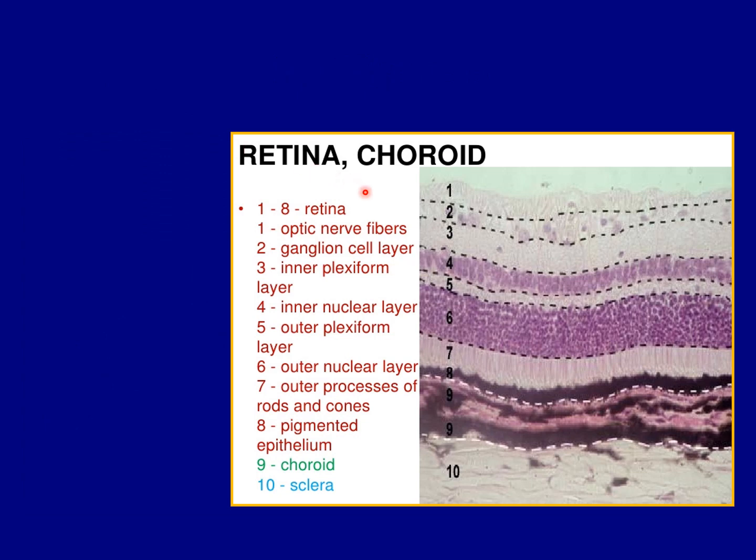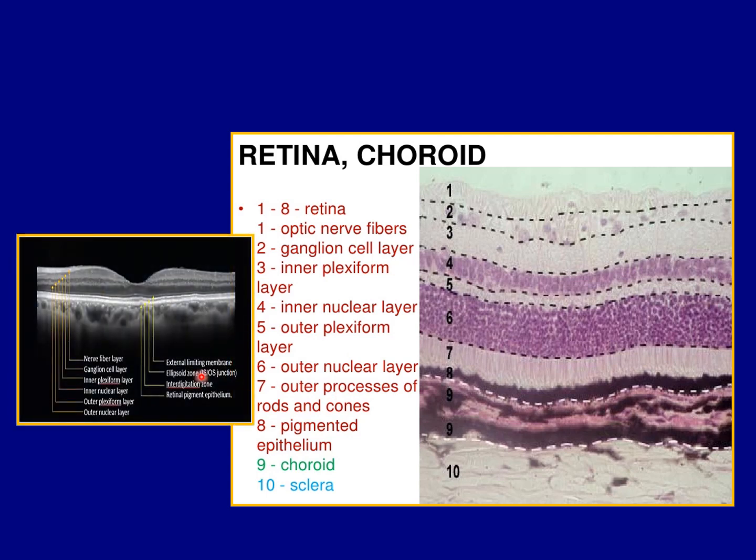Here you can see histological sections of the retina. Number 1 to 8 are the retinal layers, and number 9 is the choroid. So this is number 9 and this is choroid, and this number 8 is retinal pigment epithelium, and number 7 is the outer processes of rods and cones. All these layers you can see in the OCT. So the outermost is the retinal pigment epithelium, and third from the outside is the inner segment, outer segments.